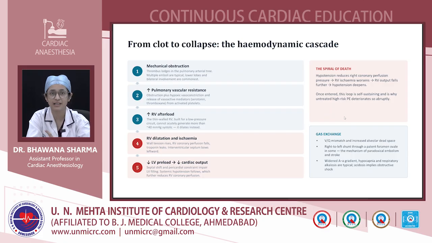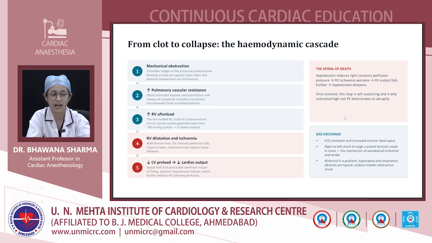Coming to the hemodynamic cascade that follows pulmonary embolism, there is mechanical obstruction of the pulmonary artery, which leads to an increase in pulmonary vascular resistance. Now the right ventricle, which is so used to pumping against a low resistance circuit, has to pump against increased resistance, leading to an increase in right ventricular afterload, which eventually leads to RV dilatation and ischemia, and the output of the right ventricle is significantly reduced. Since we already know that the left ventricular preload is the right ventricular output, if RV output is reduced, our left ventricular preload is reduced, which eventually leads to reduction in cardiac output.